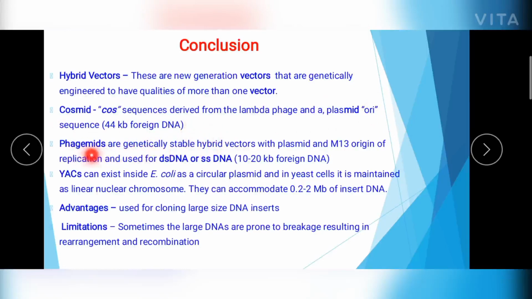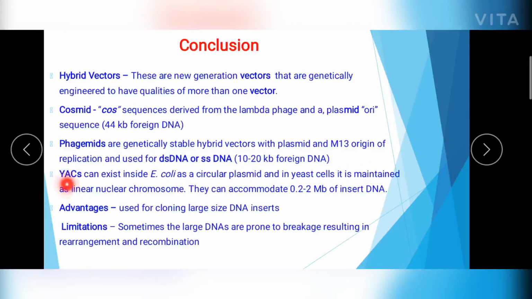And the second type we discussed is the Phagemids. These are genetically stable hybrid vectors, having an M13 origin of replication and a plasmid origin of replication, and they can be used to replicate both double stranded DNA as well as single stranded DNA. In Phagemids, 10 to 20 kb of foreign genes can be inserted.